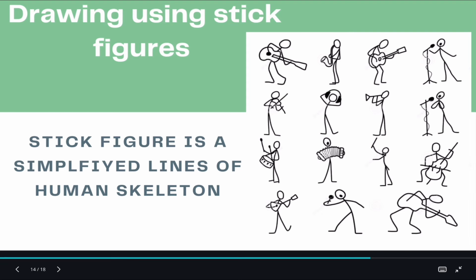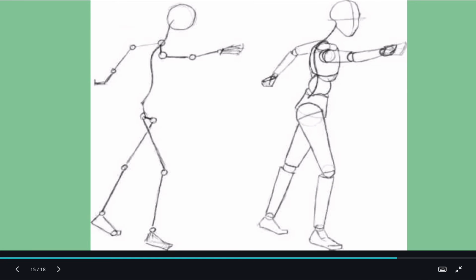Drawing a stick figure. What does a stick figure mean? Look at the picture of the example on the right side. A stick figure is a simplified line of human skeleton. There are no details you might imagine, but only head, simple lines for the body, legs and arms. And as you can see, they are making some kind of a pose. One is singing, one is dancing, and one is just standing. When we draw this stick figure, we're going to turn it into a human being.